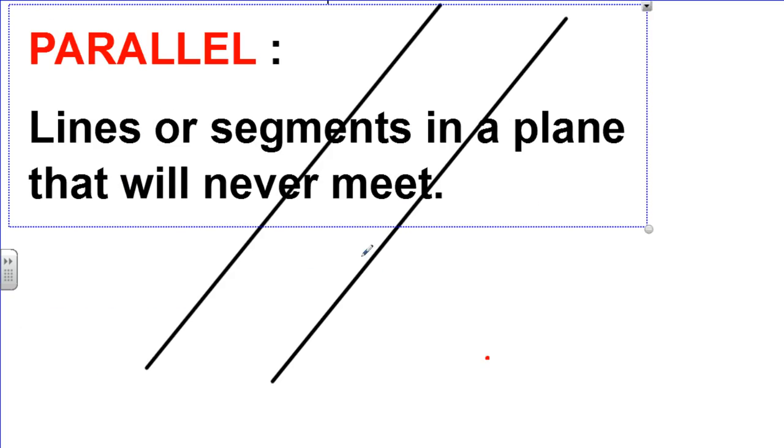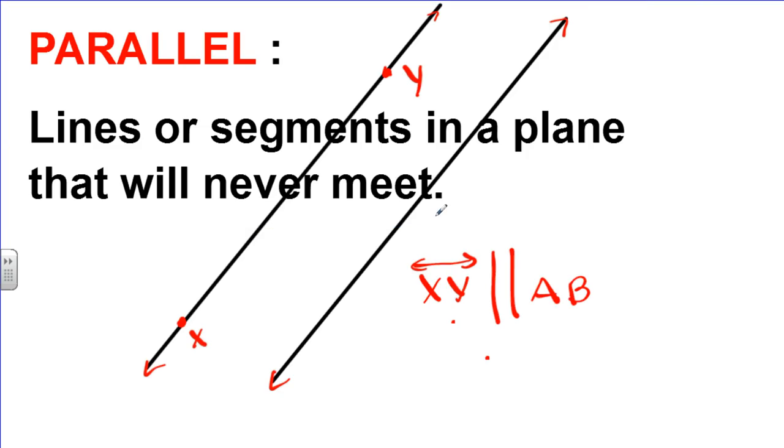Two things that are parallel are lines or segments in a plane that will never meet each other. They never intersect one another. Okay? So we might say that line XY, and I'll draw an X here and a Y up here somewhere, is parallel. Let's use the symbol here. This is an awesome symbol. Is parallel to AB. That is line AB. So I've got to put an A and a B on it.